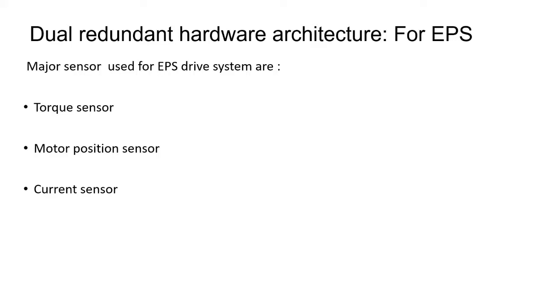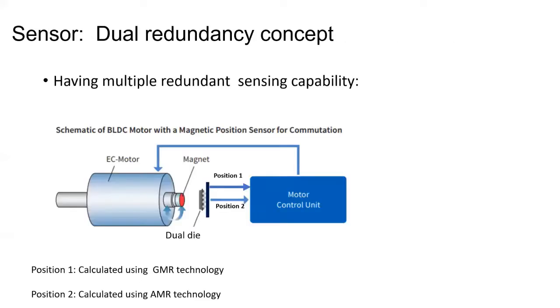Now I'm going to talk about architectures, how we are going to design EPS, and what is happening in, for example, a case of EPS. The major sensors used for the EPS drive system, as I talked about before, are torque, motor position sensor, and current sensor. These are the three major sensors we are using for our system.